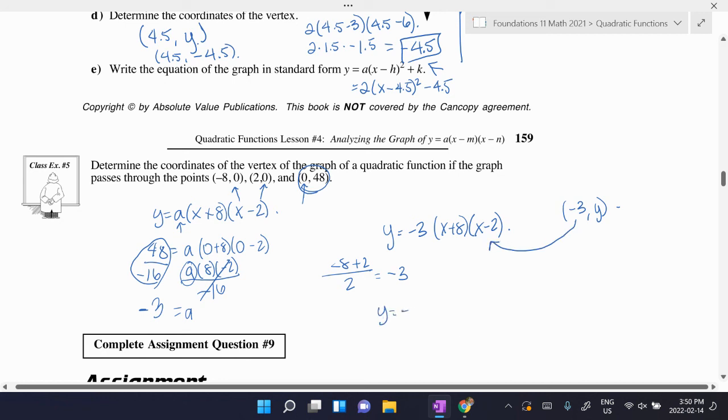So y is equal to negative 3 times negative 3 plus 8 times negative 3 minus 2. Okay, so this is negative 5 times 5 times negative 3 is equal to y. So this is a negative and a negative. So I think this is going to be 75. 25 times 3 is 75. So this is going to be negative 3 and 75. That's the vertex.